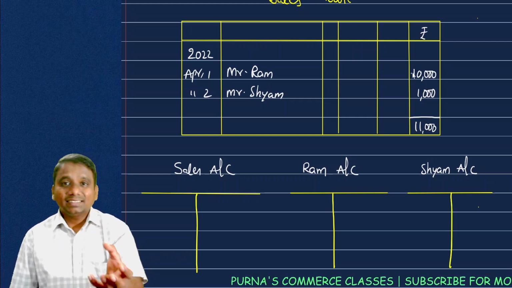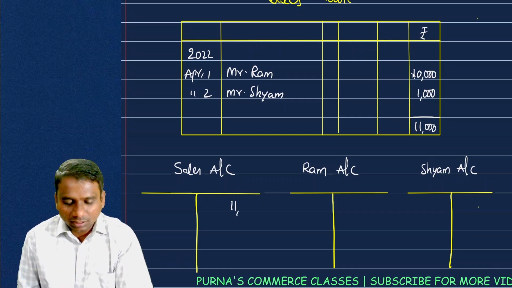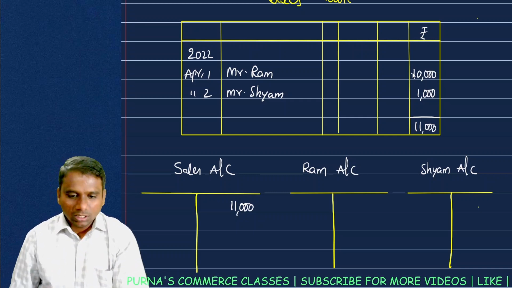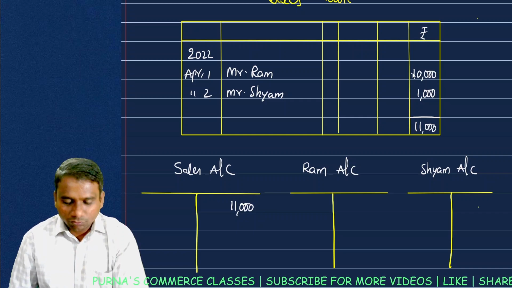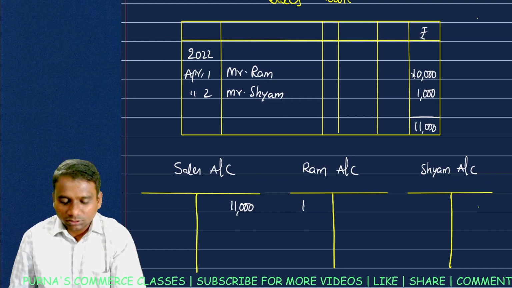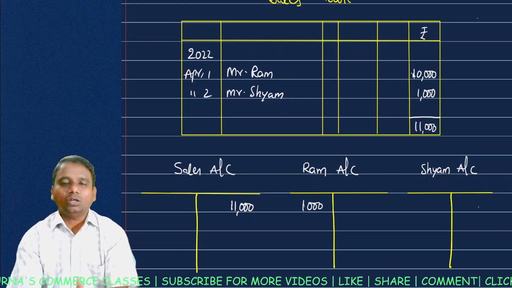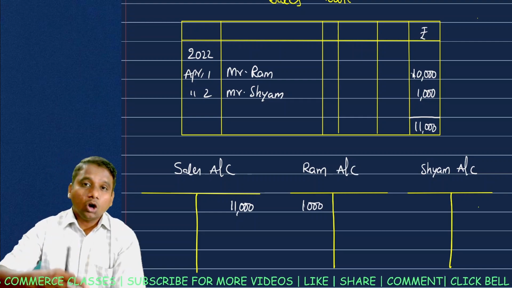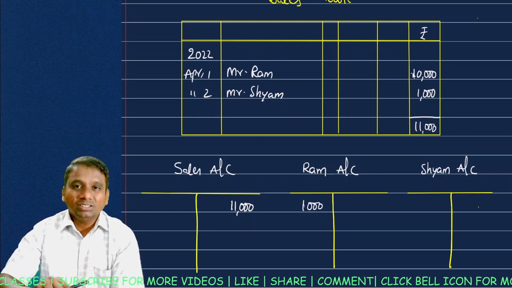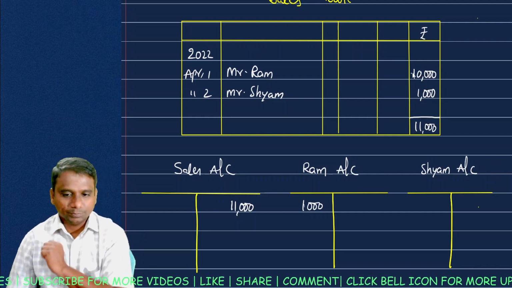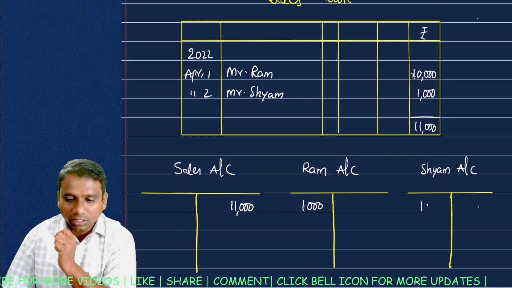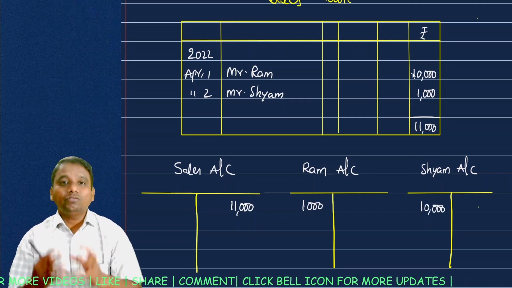Now look at it. On the sales account credit side, how much amount will we write? 11,000, the total as per the sales book. Ram account debit, how much? Actually we should write 10,000. Now what I am doing, look: instead of debiting 10,000, by mistake I have debited 1,000. Here Ram account was debited 1,000, actual debit 10,000, but how much debit have we given? 1,000. Understood? Next, Shyam account actual debit, how much? 1,000. But now look, I am giving a debit of 10,000.